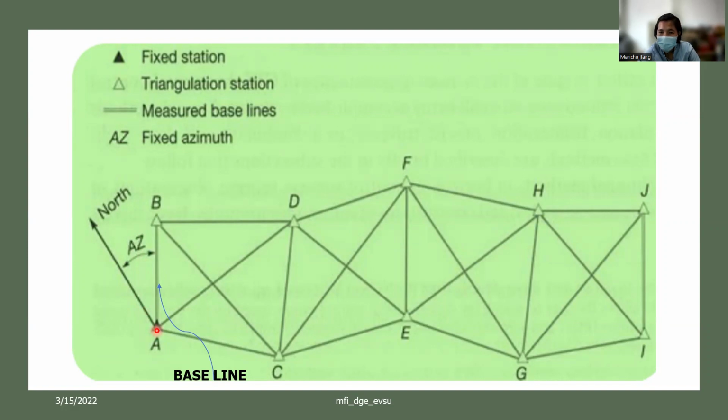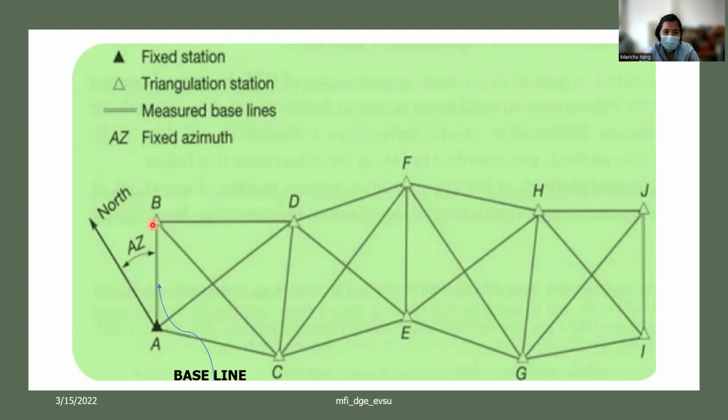Also, if there is another existing point, like meron siya ditong another point which is known, so you can take a backside just to set the direction of your proceeding line. So you can take a backside. Pero kung walang point kung saan ka magpa-backside, kung walang ibang fixed point, then you really need to observe and determine the azimuth of the line by astronomical observation.